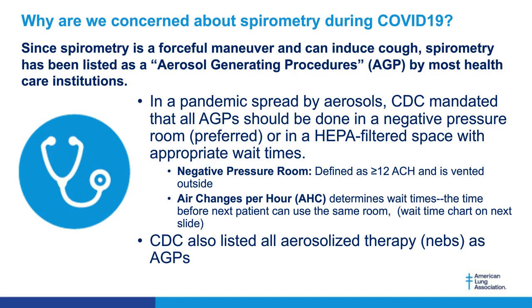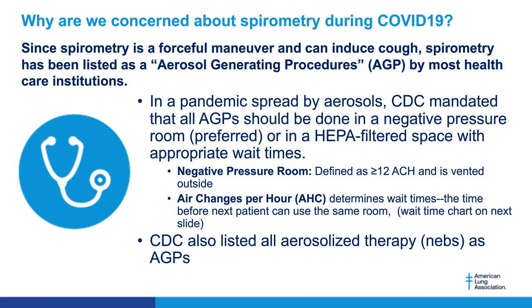So why are we concerned about spirometry during COVID? Well, spirometry is a forceful maneuver, as you know. You're asking the patient to take their biggest, hardest breath, blow and blast as hard as they possibly can. Spirometry has been listed as an aerosol generating procedure, an AGP, right? Before COVID, I didn't even know what an AGP was. It's sort of, for some of our labs, it's become the new 4-letter word, although it's only 3 letters.